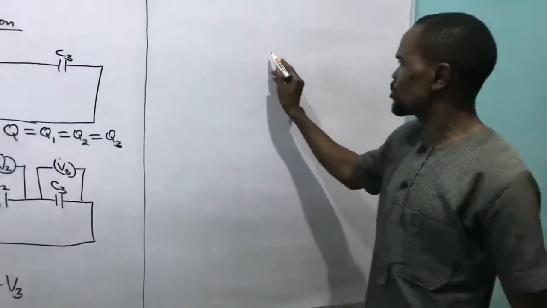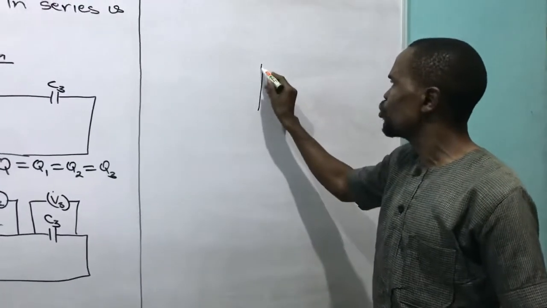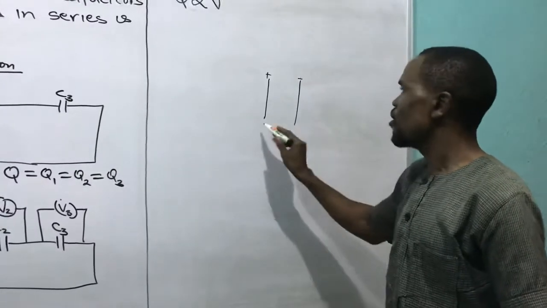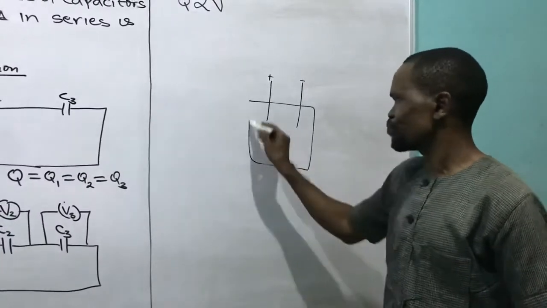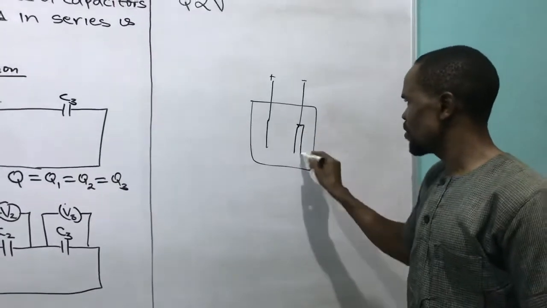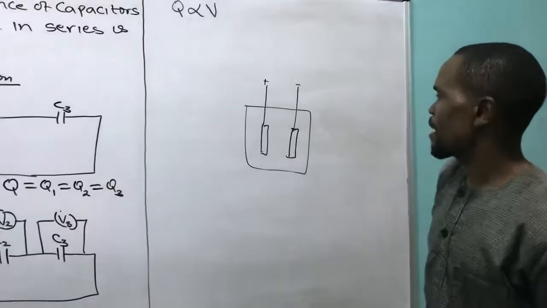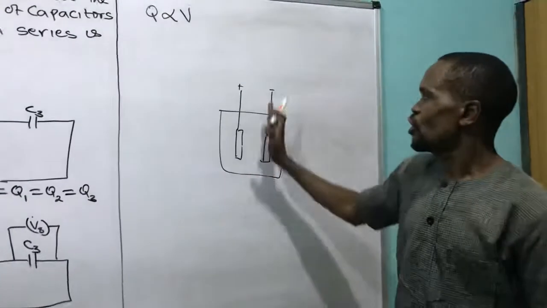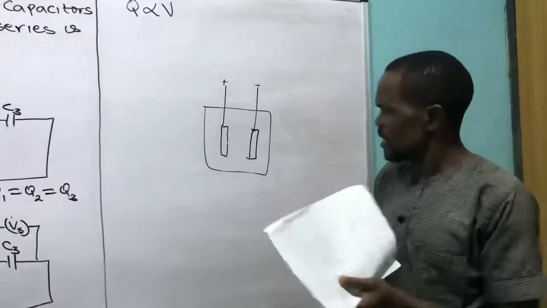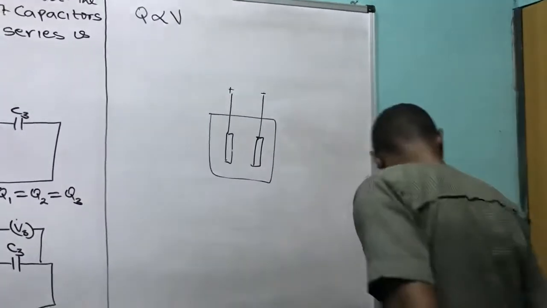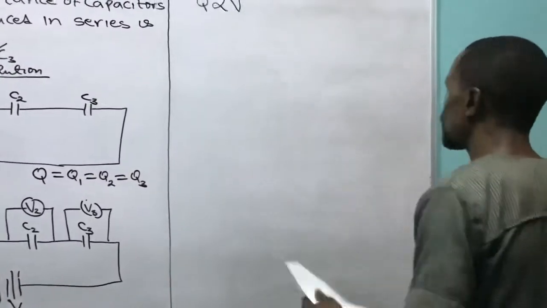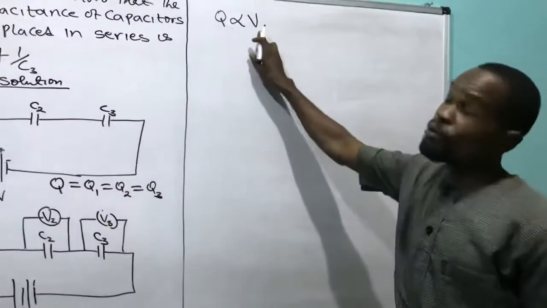Remember that a capacitor has 2 terminals, which we call positive and what? Negative. We call the terminals the plates. Look at the plates of the capacitor, which we call a parallel plate capacitor. This is plate 1, plate 2. This is positive, this is negative. You plug it into a socket and you begin to charge.